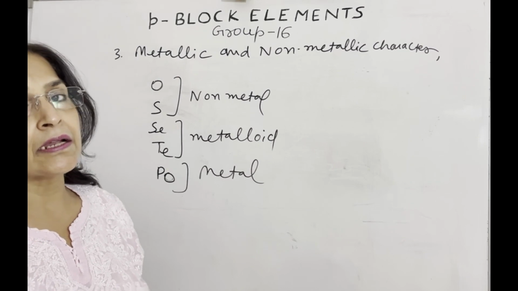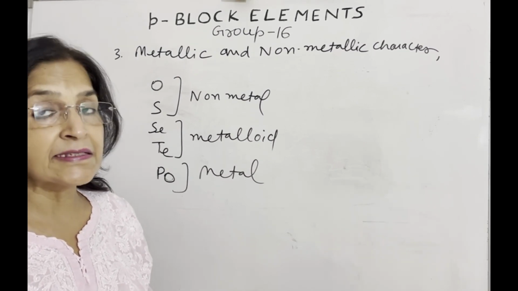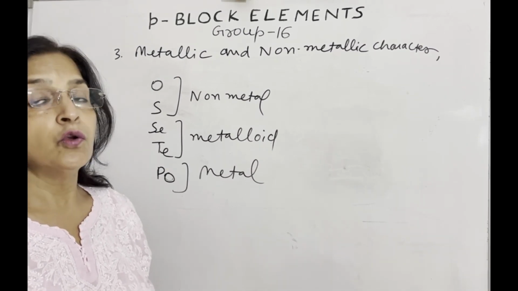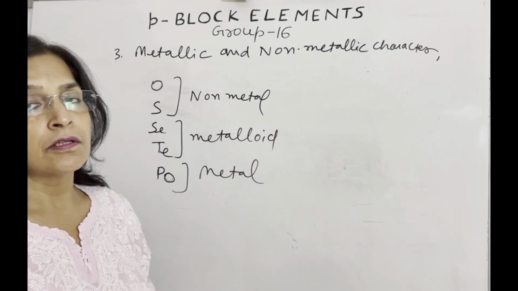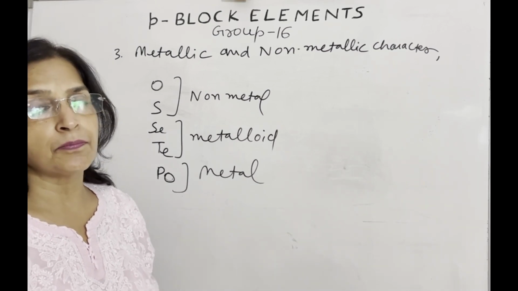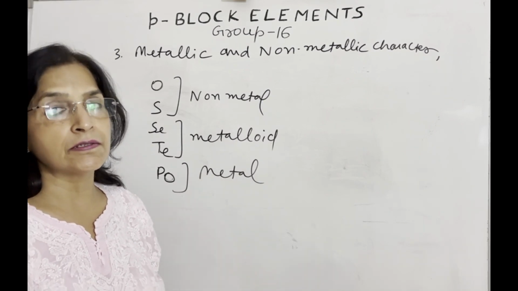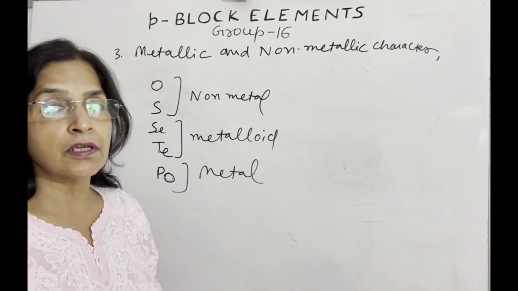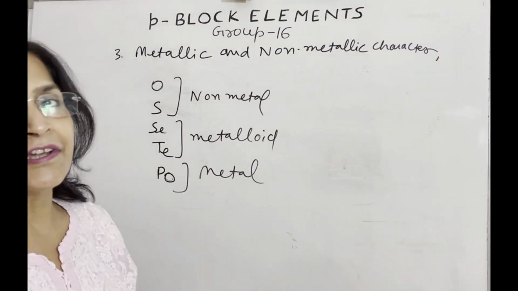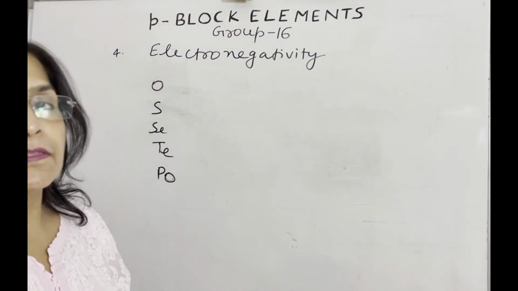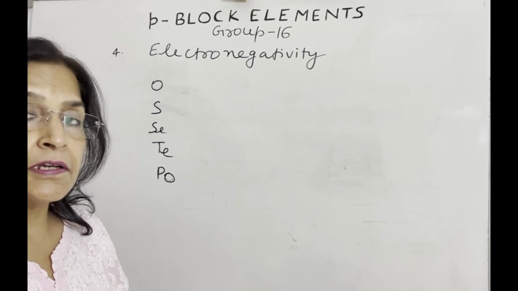The metallic character of these elements is lesser than group 15 elements, and non-metallic character is more than the group 15 elements, because as we move left to right in a period, electronegativity increases and the tendency to gain electrons increases. Now next is electronegativity. As we move top to bottom in the group, electronegativity decreases.